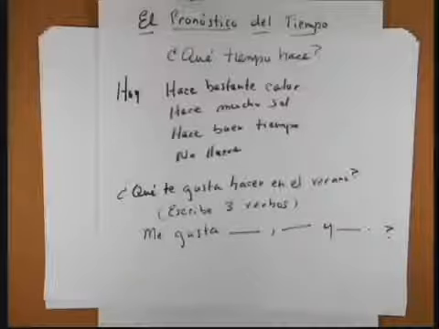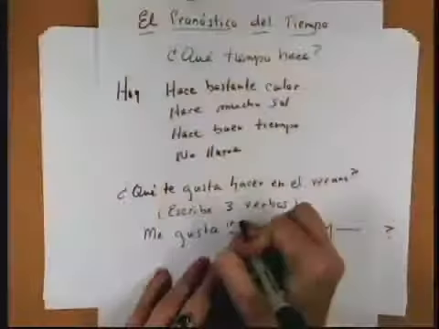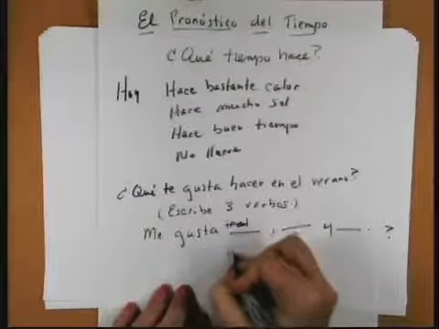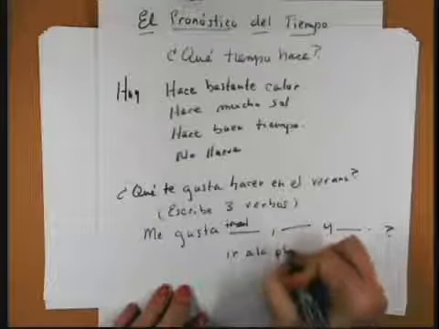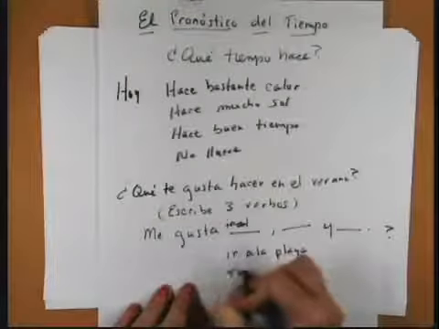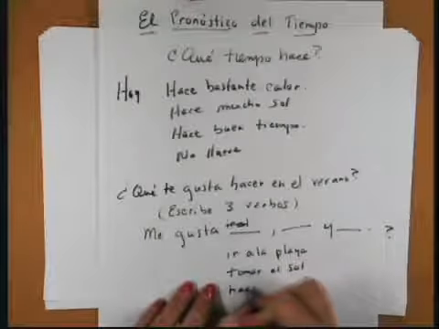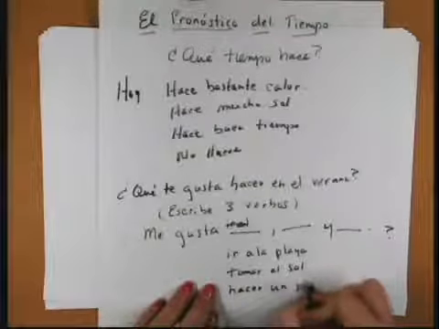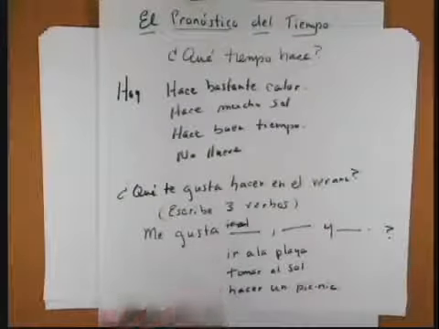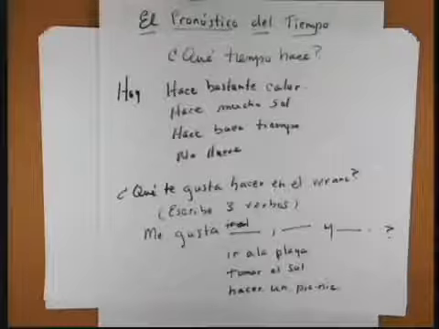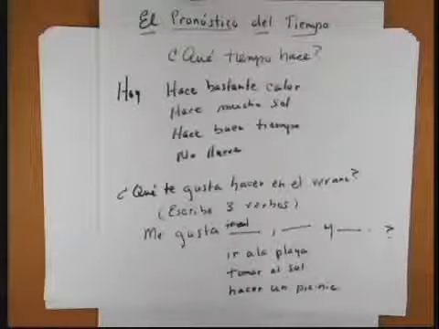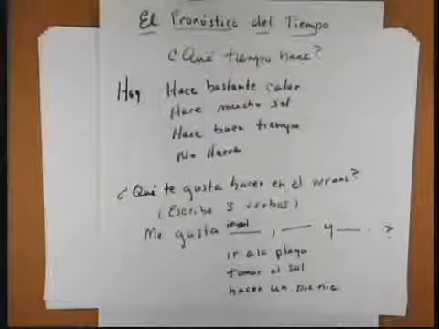Okay, I'll tell you what I like to do. I like to ir a la playa. Here, let me write here. Ir a la playa, go to the beach. Tomar el sol, sunbathe, y hacer un picnic. To have a picnic. Me gusta ir a la playa, me gusta tomar el sol, me gusta hacer un picnic. You notice that we're just using verbs with gustar for now, just the verbs.